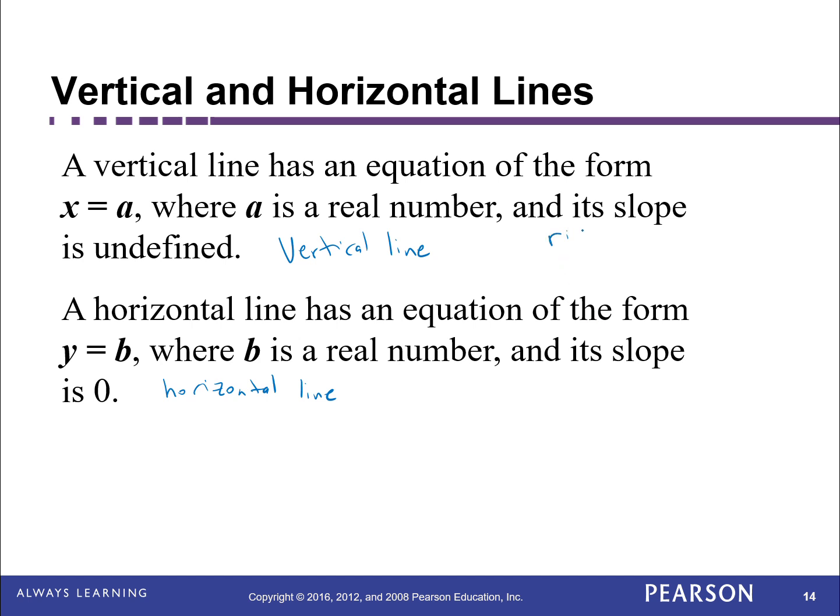Why? Because we're looking at rise over run. Now, if I have a vertical line, it's constantly rising, but it's never running. If you rose 2 points on a vertical line, you would run 0 points. And remember, we cannot divide by 0.